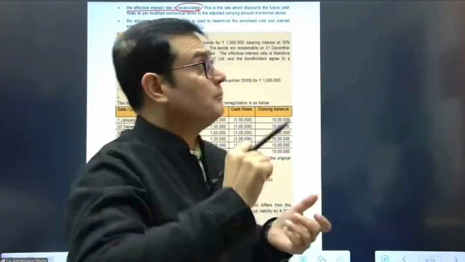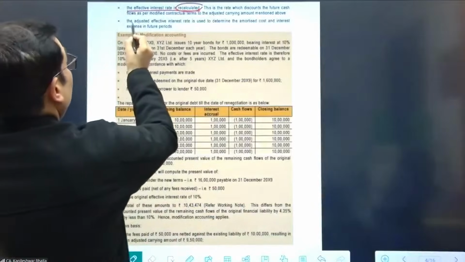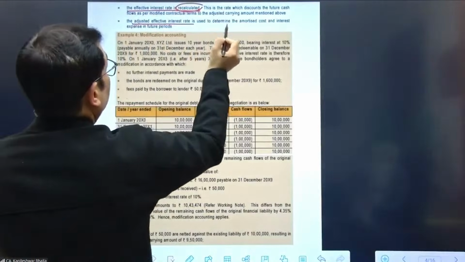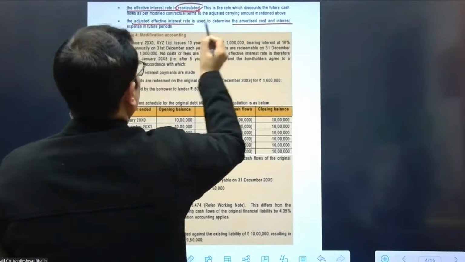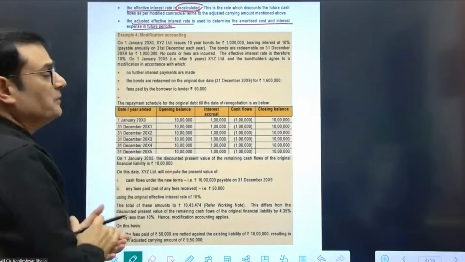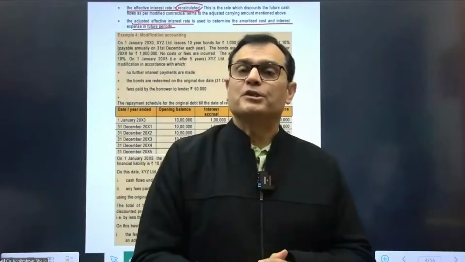because when you reduce the amount of financial liability, the cash outflow goes down. With the same inflows from the investor's point of view, the EIR will push up. And then it says now the adjusted EIR is used to determine the amortized cost and the interest for the future period. So in this case, the variation is not much. Therefore, the standard allows you to continue the financial liability in the books of accounts.